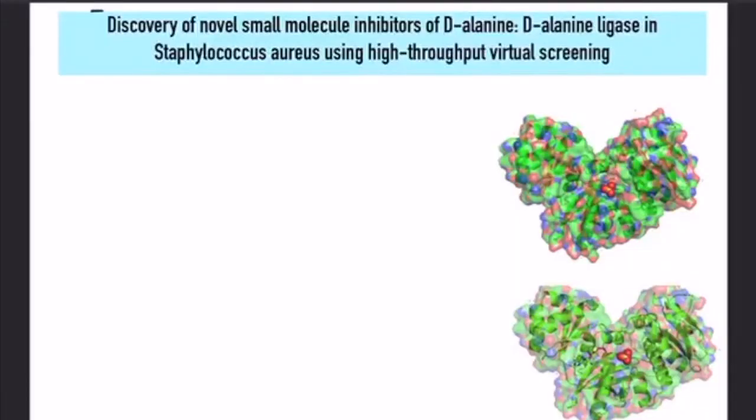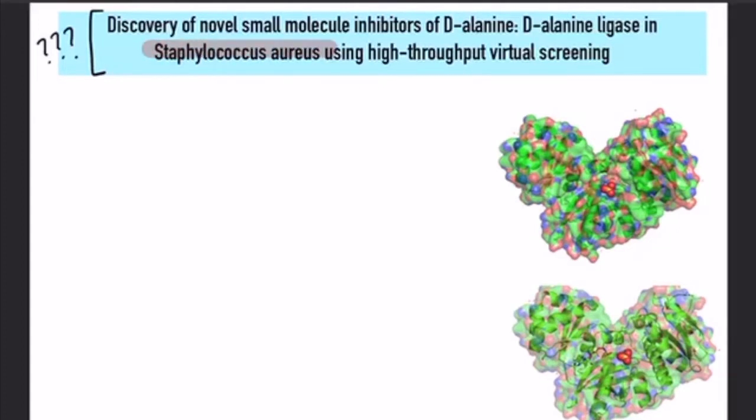So, in scientific terms, my research is trying to discover new small molecule inhibitors of D-alanine ligase in Staphylococcus aureus using high throughput virtual screening. But what does all of that really mean, and why is it important? In the next few minutes, I'm going to break down this sentence into digestible terms and explain what my research is all about. Let's start with Staphylococcus aureus.